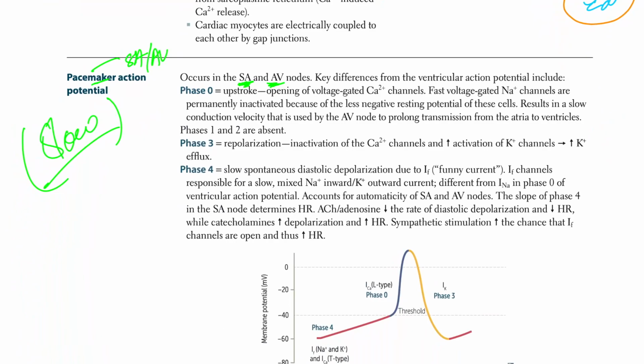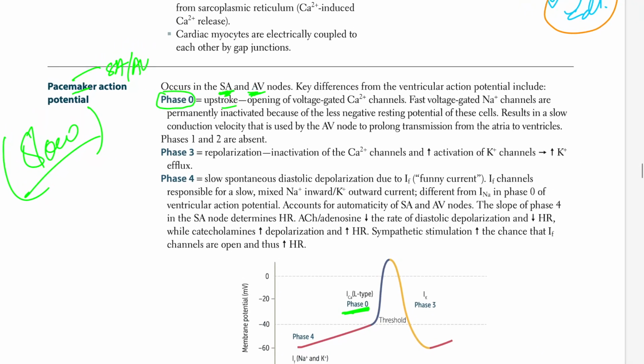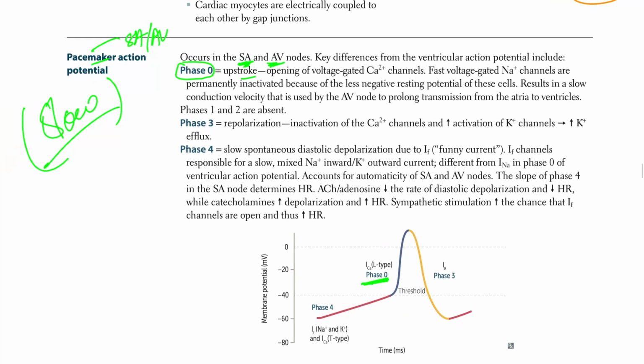So key differences from the ventricular action potentials include that there is a phase 0, which is an upward upstroke. If you look at phase 0, here's phase 0. Phase 0 is all about the upstroke. Why did this happen? Because you have opening of the voltage gated calcium channels. So calcium channels open, and which type of calcium channels? We're specifically looking at L-type calcium channels here.